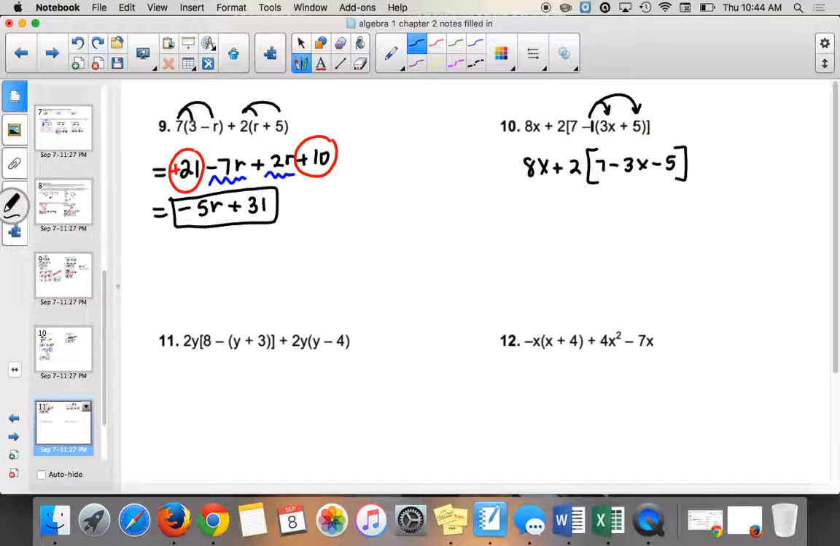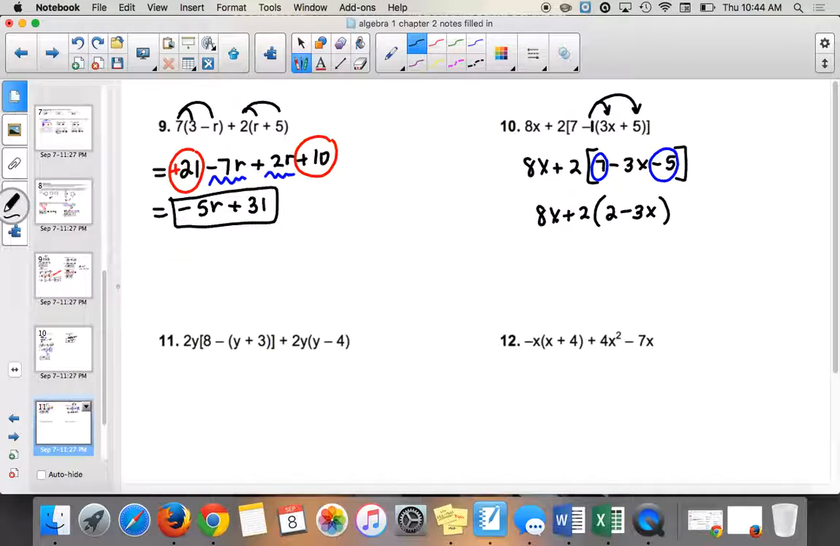So if possible, you simplify what's inside the parenthesis or bracket, right? So can we simplify anything inside there? Yeah, the 5 and the 7, right? So I have 7 and I have minus 5. So I'm going to have 8x plus 2. I'll just do a regular parenthesis. 7 minus 5 is 2 minus 3x, like that.